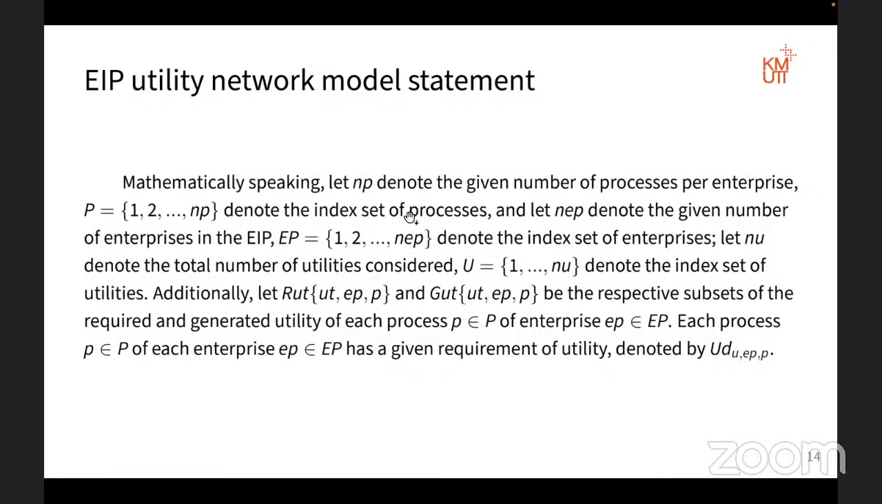We are setting P as the index set of the process of the enterprise EP, and U as the index set of the utility. RUT is the required utility of the process P, and GUT is the generated utility of the process P of enterprise EP.